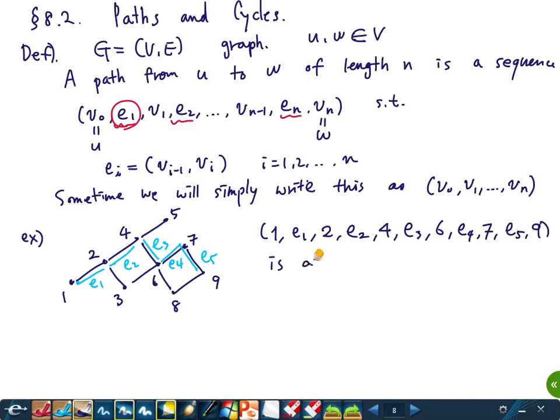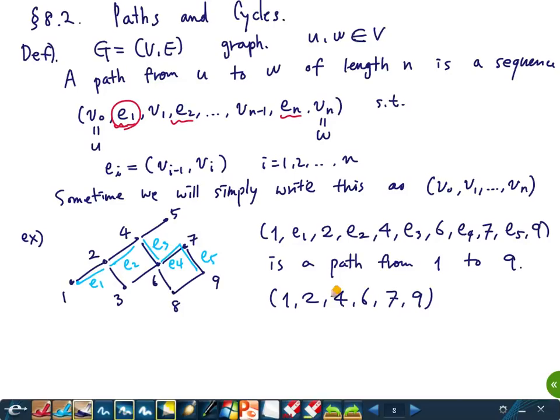This is a path from which to which? From vertex 1 to vertex 9. We will say things like that. Or sometimes we will omit the edges and simply say it's a path, because it's too long and hard to read. So this is a path from 1 to 9. Any two adjacent elements must be connected by a direct edge. Any question?